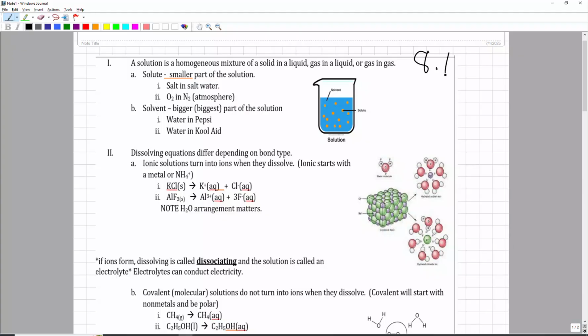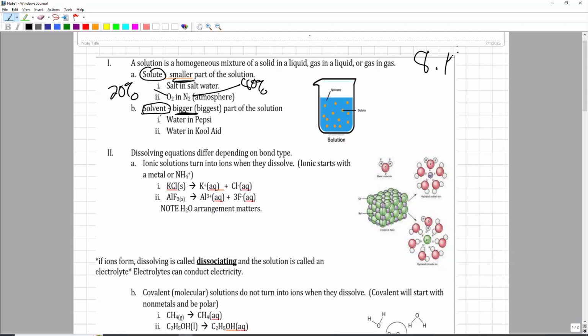8.1. A solution. So we're going to talk about solutions. A solution is a homogeneous mixture of a solid in a liquid, a gas in a liquid, or a gas in a gas. A little part is dissolved in a bigger part, or the solute is put into the solvent, and then it dissolves. Examples of a solute would be the salt in salt water, or O2 and N2 in the atmosphere. Oxygen is about 20%. Nitrogen is really close to 80%. The bigger part is the solvent, and the smaller part is the solute.